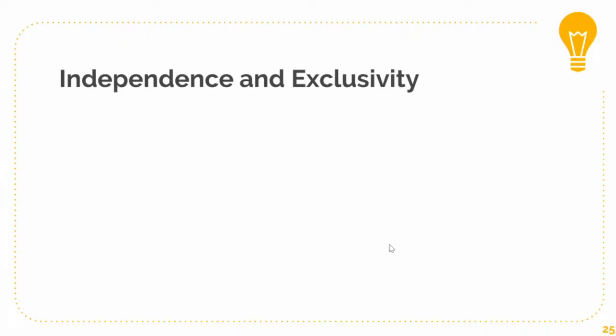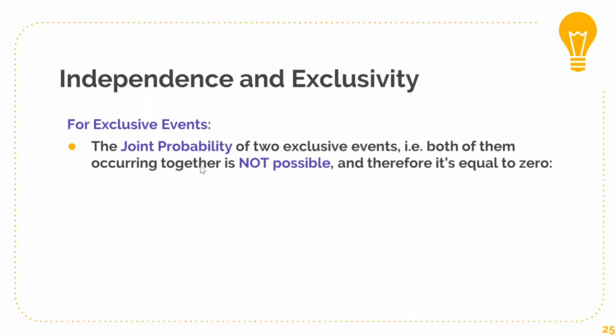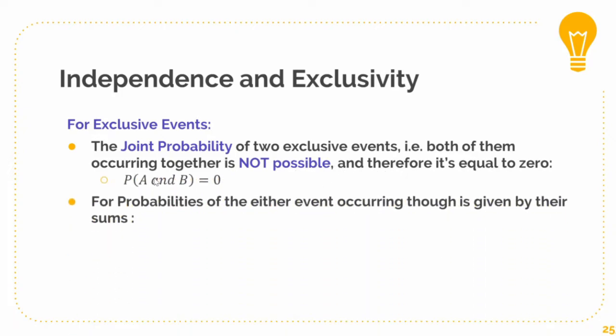So now let's take a look at how independence and exclusivity are affected by exclusive events. We know the joint probability of two exclusive events, that is of both of them occurring together, is not possible, and therefore it's equal to 0. So the probability of A and B is equal to 0 here because they just can't occur together. It's impossible. It's like asking of a deck of cards, what's the probability of a card being a 3 and a 5? Obviously it's not possible. So the probability of either event occurring, though, is given by sums.